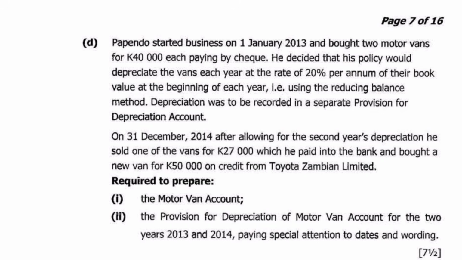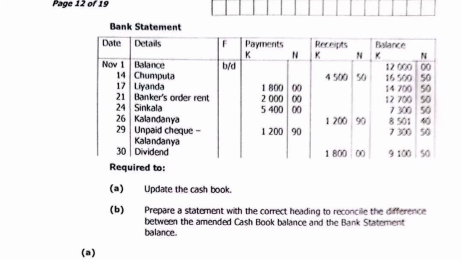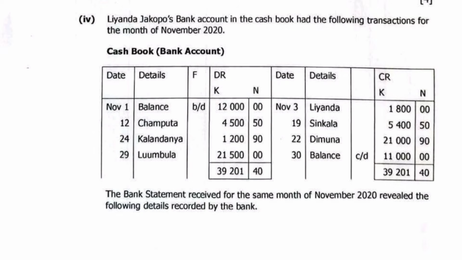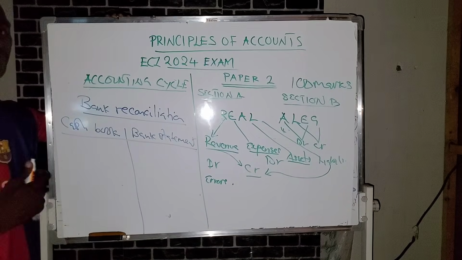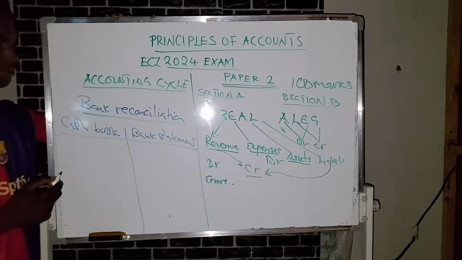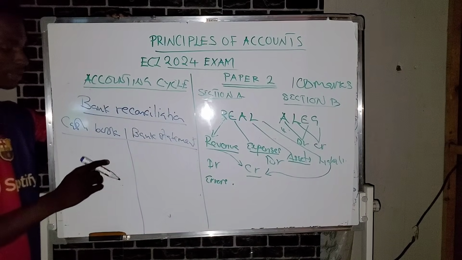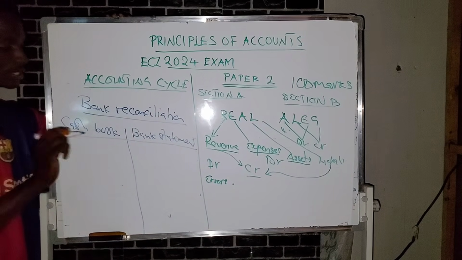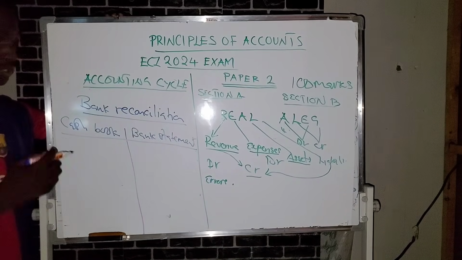So that the transactions in the bank statement agree with those in the cash book. Are we together, my good friends? Now there are sometimes where they do not agree. For instance, situations where those transactions do not agree, and you need to reconcile.